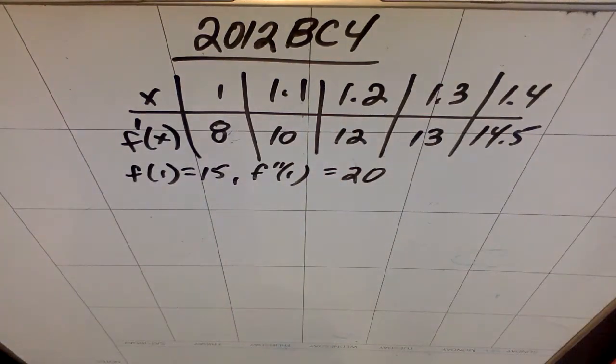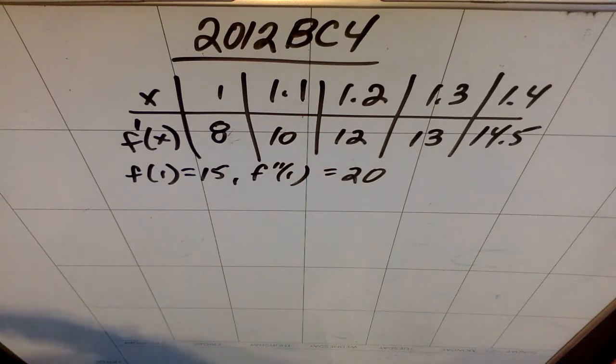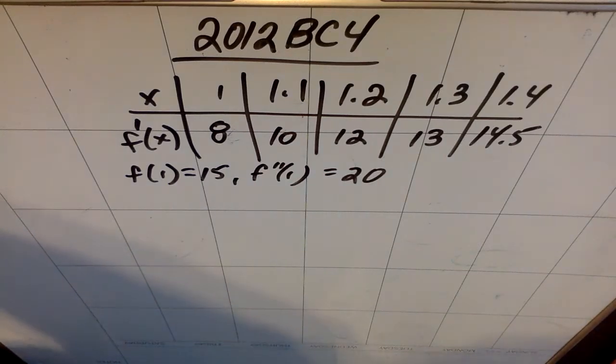Bust out some more AP review. This is 2012 BC free response number 4. All right, so we're given a table of values for f prime of x, and here's what we've got.